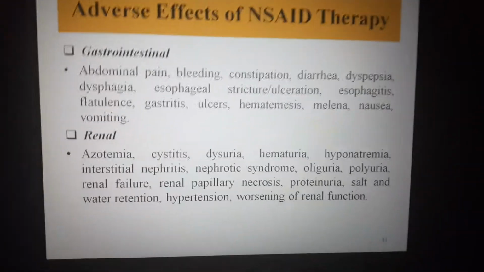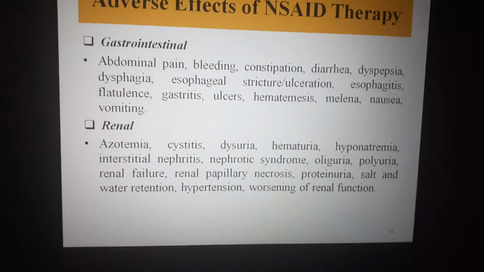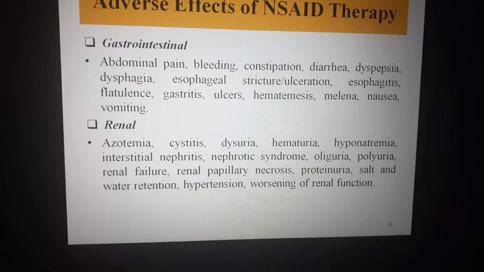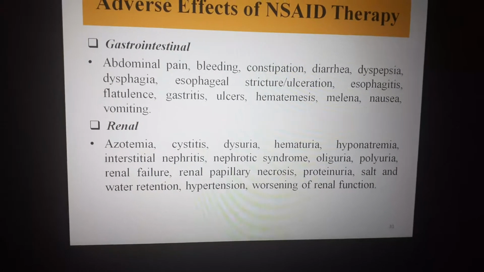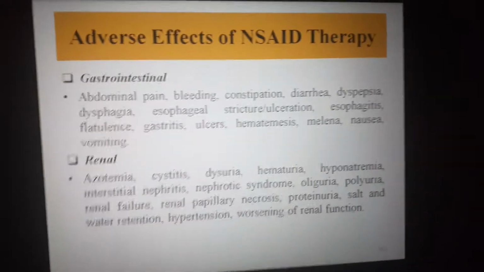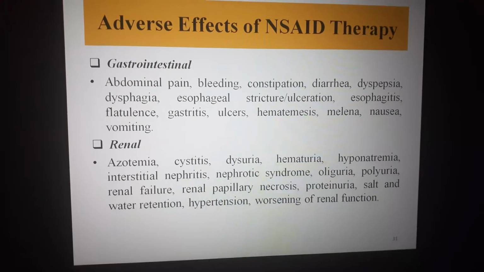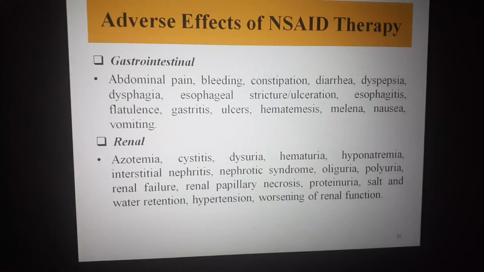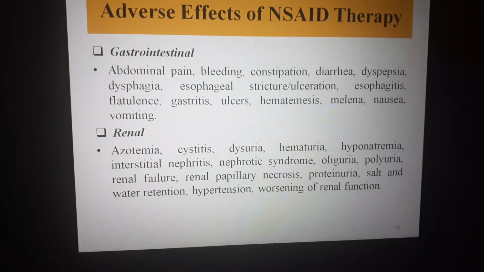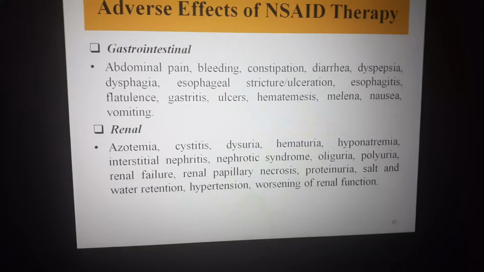have a large spectrum of adverse effects such as gastrointestinal, such as abdominal pain, bleeding, constipation, diarrhea, dyspepsia, esophageal ulceration, gastritis, ulcers, hematemesis, nausea and vomiting. Renal manifestations in adverse effects include cystitis, dysuria, hematuria, hyponatremia, interstitial nephritis, nephrotic syndrome, polyuria, renal failure in advanced cases, renal papillary necrosis, proteinuria, salt and water retention, hypertension, and worsening of renal function.